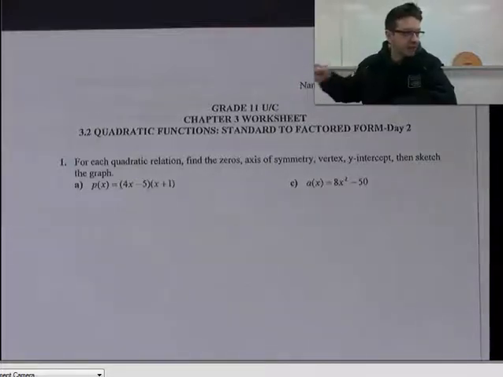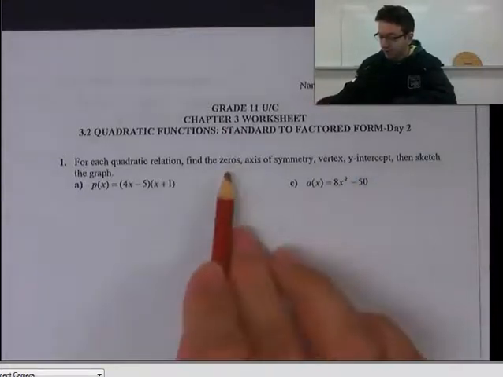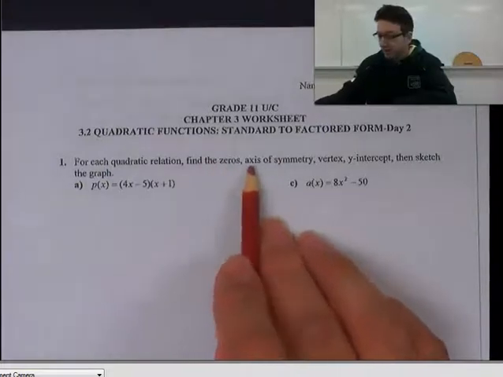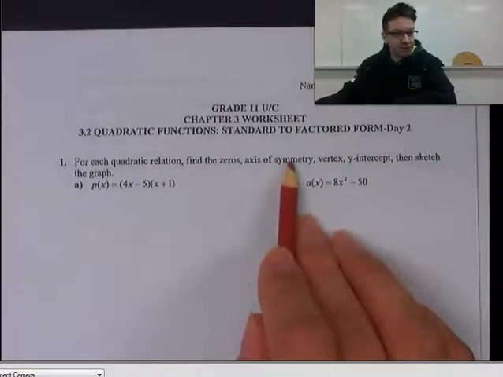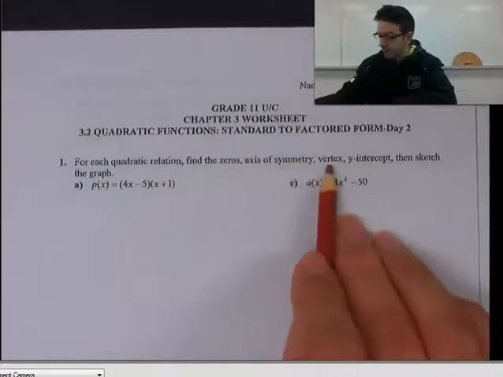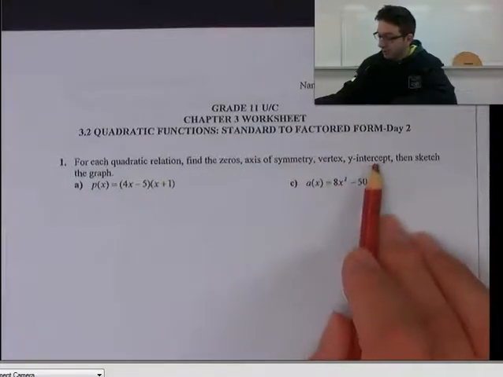All right, so yesterday we learned about the factored form of the quadratic, and we learned some new terms such as the zeros, which would be your x-intercepts, your axis of symmetry, which is that vertical line that makes sort of a mirror image on both sides. Vertex we know. A y-intercept we're going to look at as well.